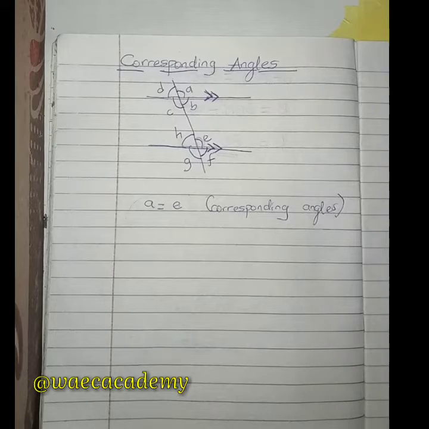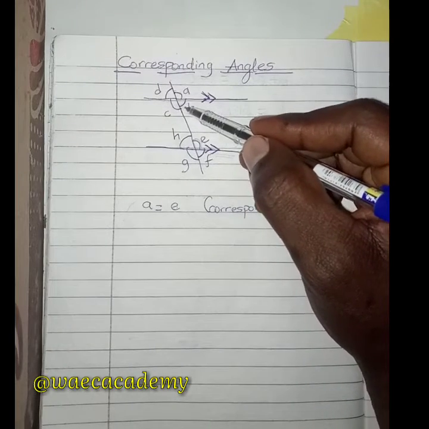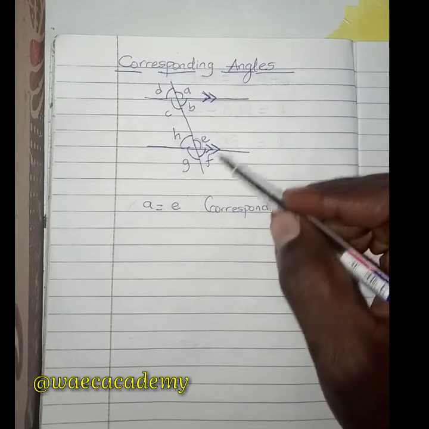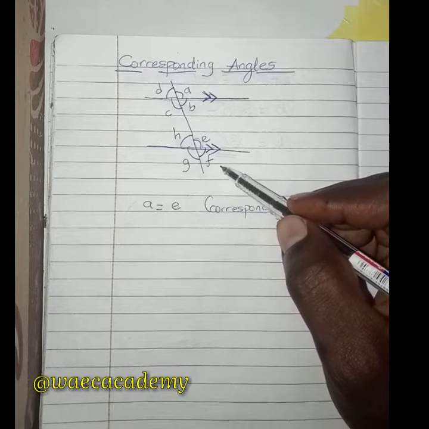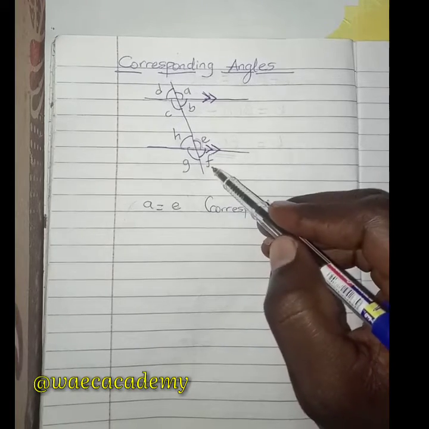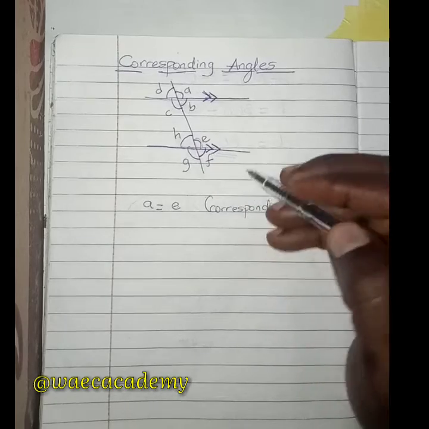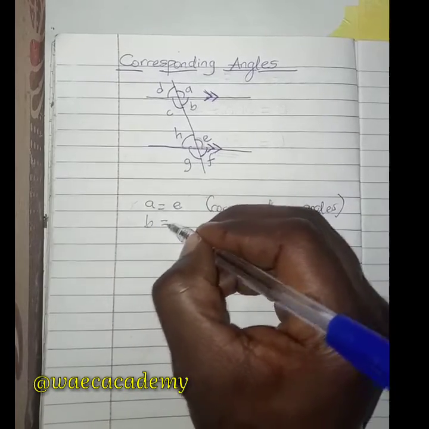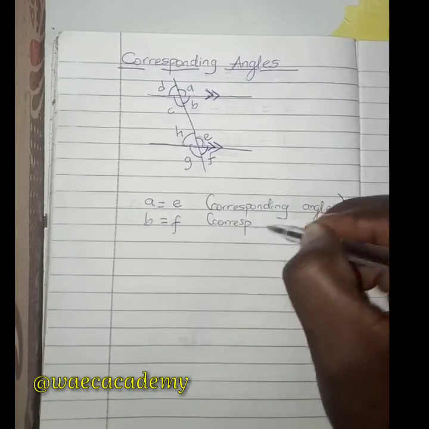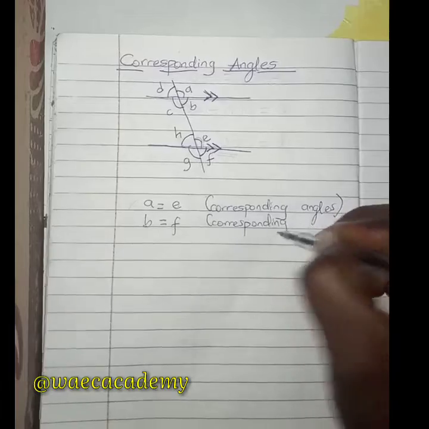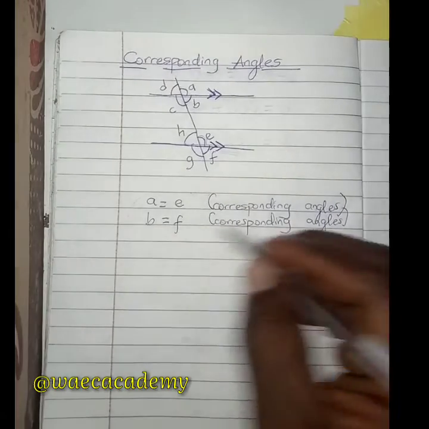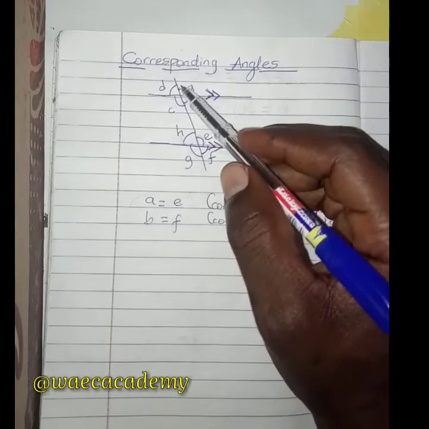You continue. The next one, B is bottom right. It's at the bottom right for the first parallel line. Which angle is at the bottom right for the second parallel line? That is F. The bottom right. That's F. So B and F are corresponding. So you go B equals to what? F. The same reason. So corresponding angles.